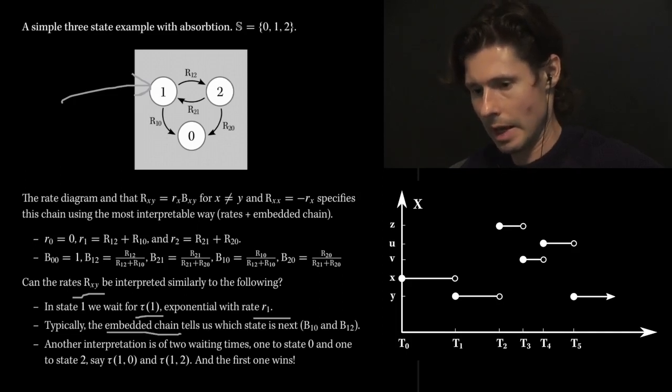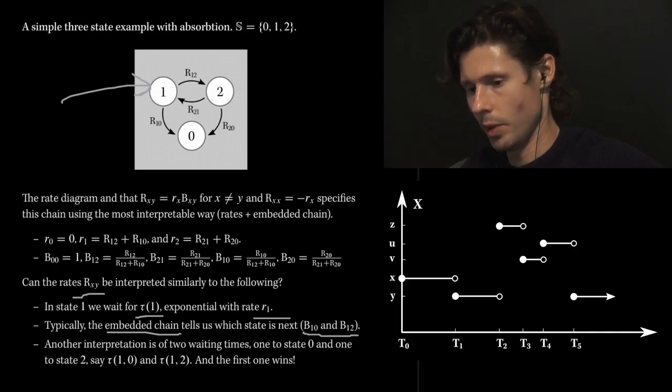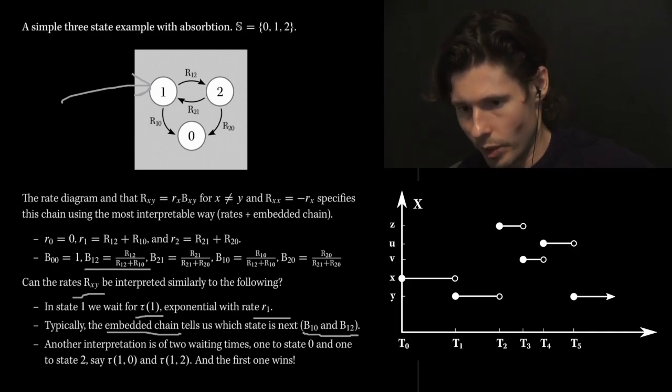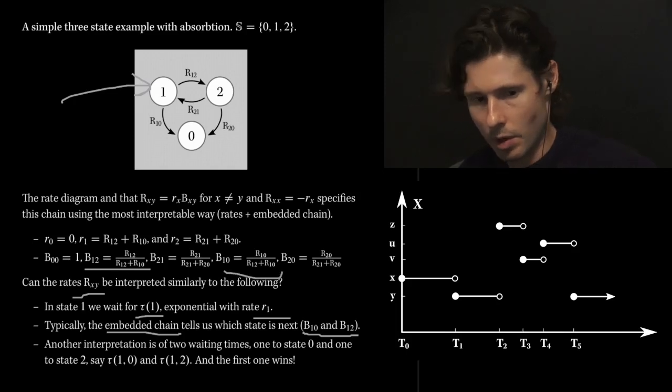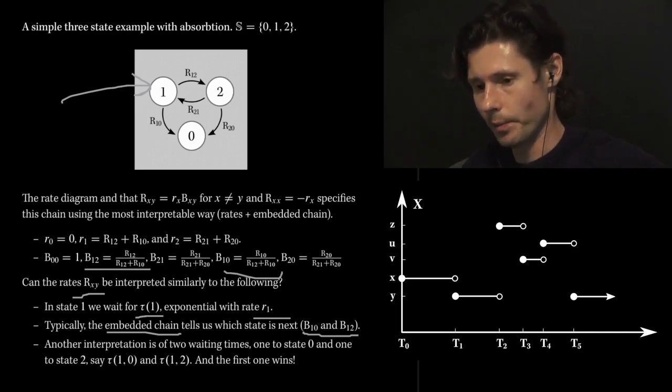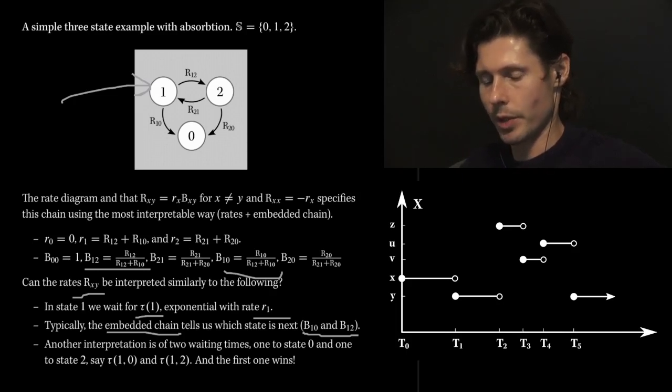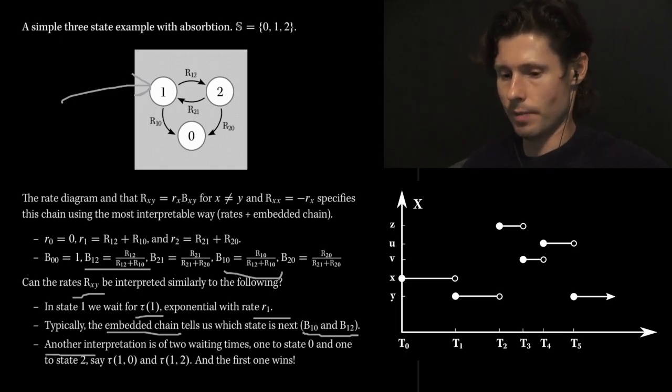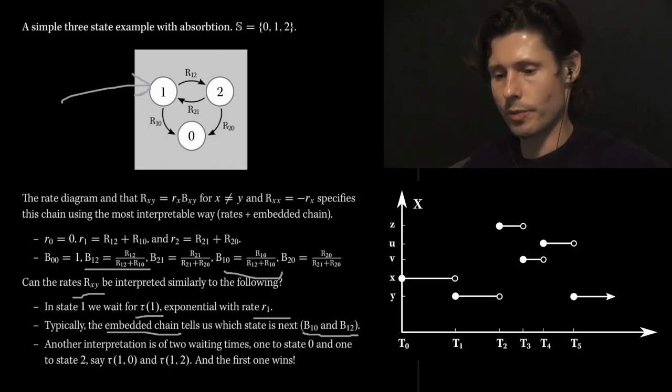B10 and B12, which we've computed above, so here's B12, here's B10. The sum of these is 1, so we know those are the only two possible transitions, either going to state 2 or going to state 0. And that's the way we're accustomed to thinking about this. And here's a different interpretation, in terms of two competing clocks. There are going to be two waiting times, tau 10 and tau 12, and the first one, the one that happens before the other, is going to win and determine where this CTMC goes.